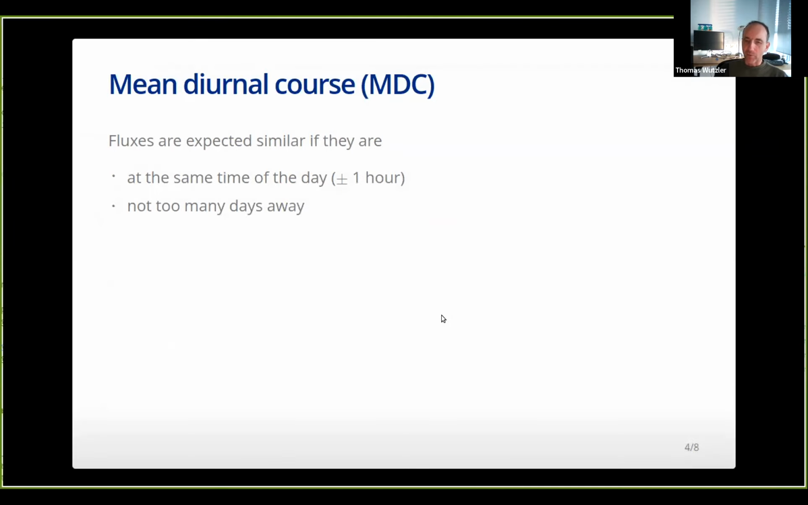If you don't have these covariates, like radiation and temperature, there's a simple approach. If you say, okay, in the same hour across several days, my fluxes will also be similar. So if I'm not too many days away from my record that's missing, I can replace it with the average of the fluxes at the same hour around the previous and next day. And maybe I also include the previous and next hour, which could be five records for our own data.